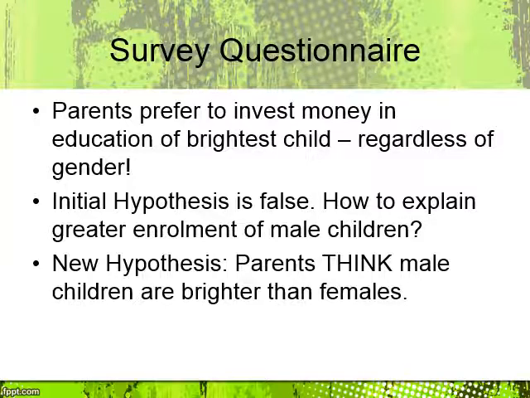But still it is true that males have higher enrollment. So why is this the case? Now we have to search for a new reason, a new cause. And so there is a new hypothesis that maybe the parents think that the male children are brighter, even though the females are actually brighter. So in that case, because of this misconception about the abilities of their children, they will educate males. And so this is something we can check.